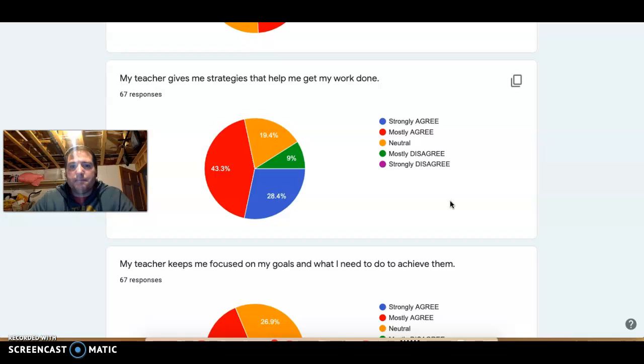Okay, my teacher gives me the strategies to help me get my work done. Strongly agree, mostly agree, it's good. Some disagreed. I don't really know what to say about that because I can't give them strategies if they don't ask. I can't ever think of one time in responding to a student where I didn't do my best to give them strategies for how to do it.